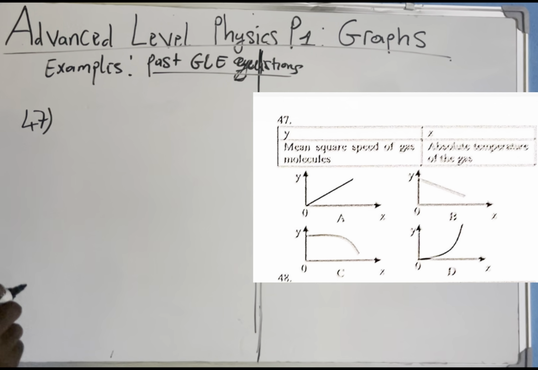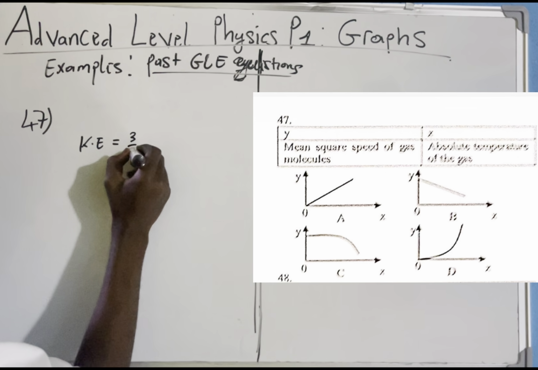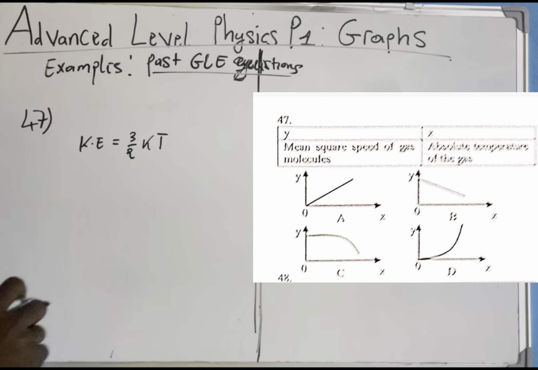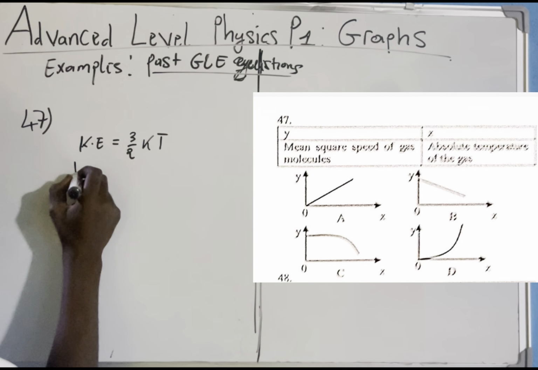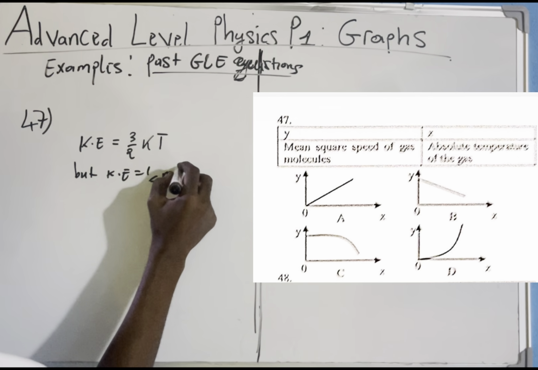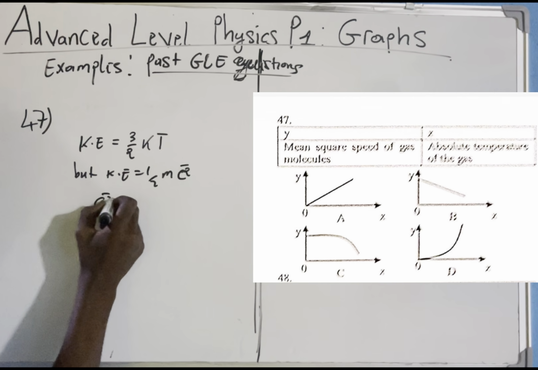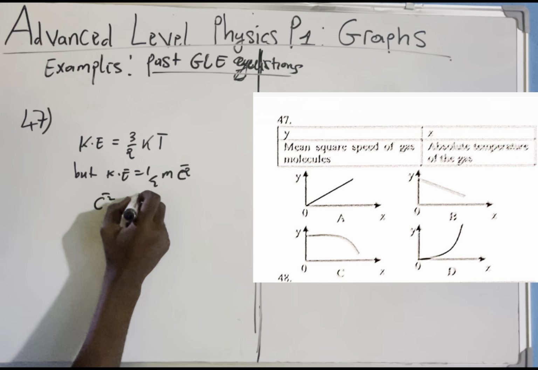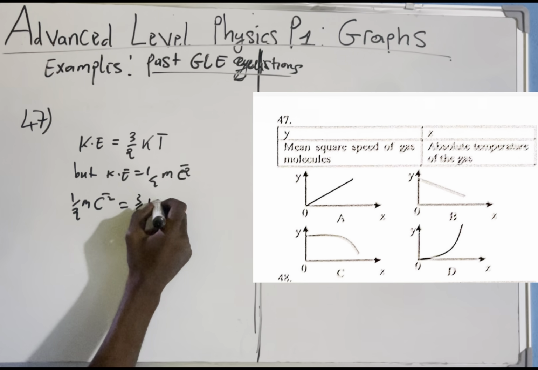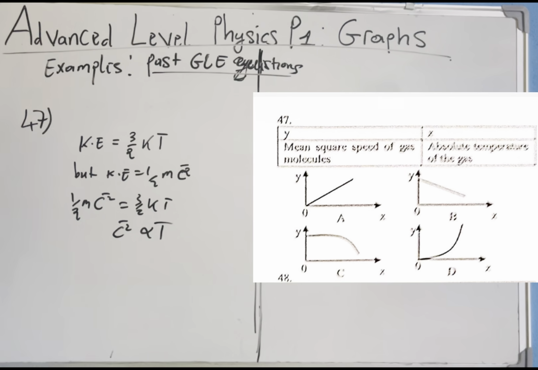Now, I know that from my formula booklet, the kinetic energy of the molecules is 3/2 kT. But they are talking about the mean square speed. The mean square speed is inside kinetic energy, as another kinetic energy of the molecule is half m c bar square, mean square speed. From there, we see that the mean square speed is equal to 3kT over m, so the mean square speed is proportional to T. So this one is a direct proportion.